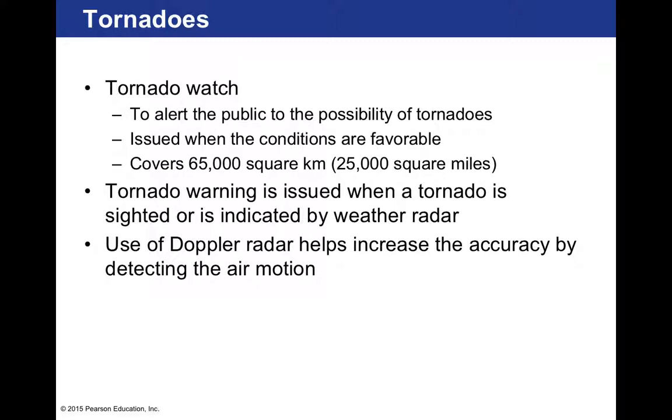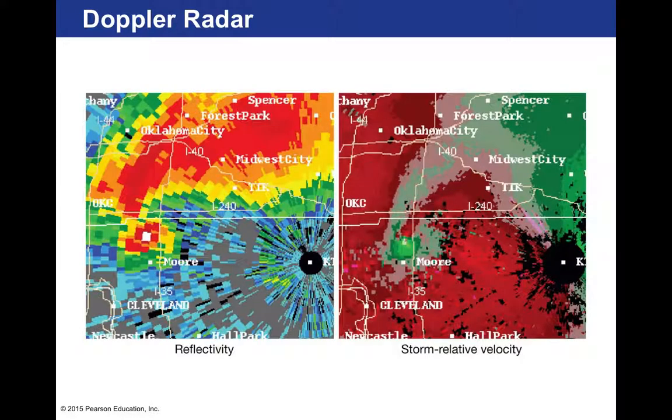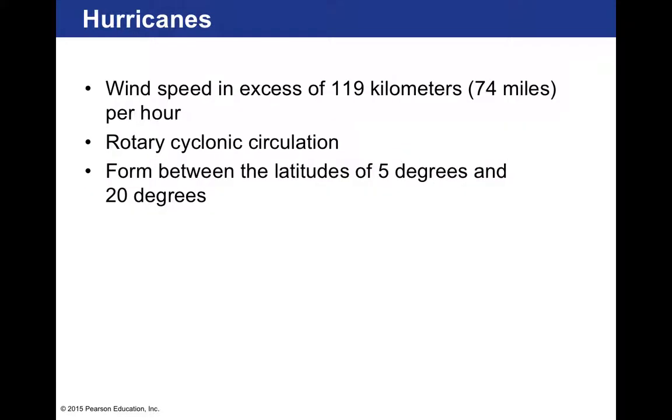A tornado warning is issued when a tornado is sighted or is indicated by weather radar. So this is just an example of what a tornado would look like using Doppler radar. A hurricane is the last severe weather pattern that we're going to talk about in this chapter.